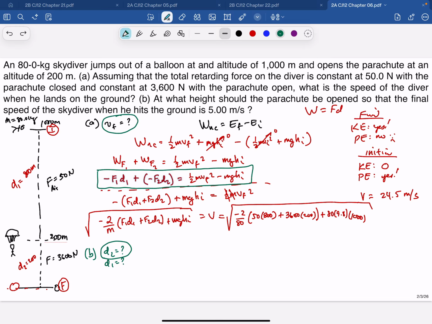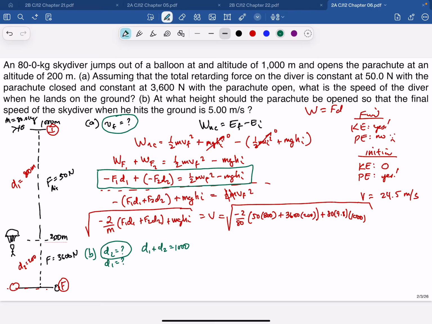Oh, we don't even need really physics. Well, it's physics, but it's not physics. We just need to think and realize that whatever they are, they have to add up to 1,000, don't they? So if we open the parachute at 600 meters above the ground, automatically that means D1 is what? 400, right? So that's what this statement right here says.